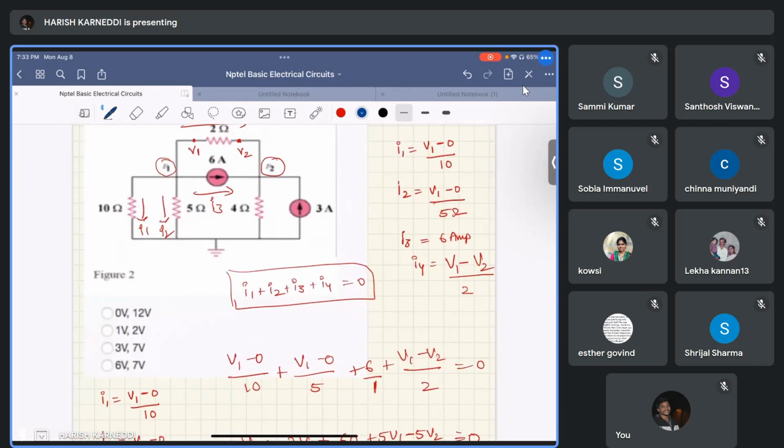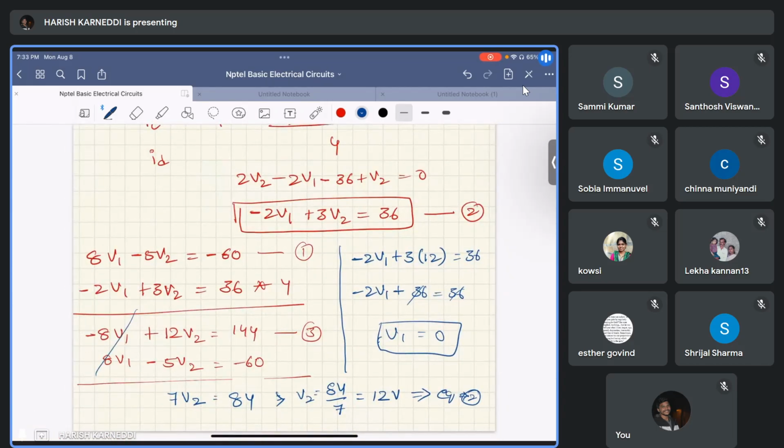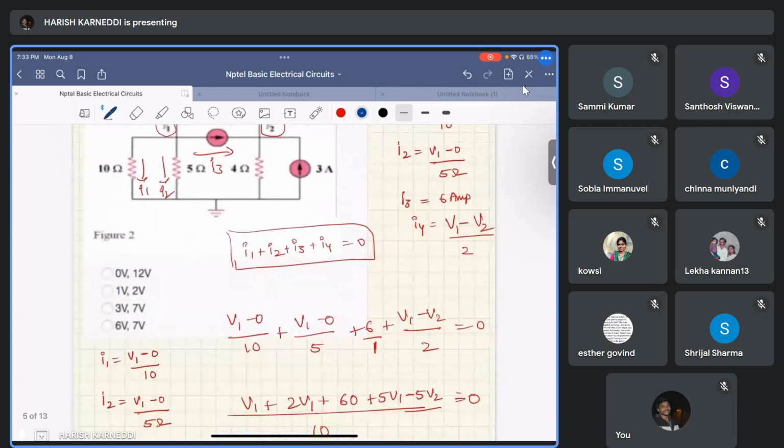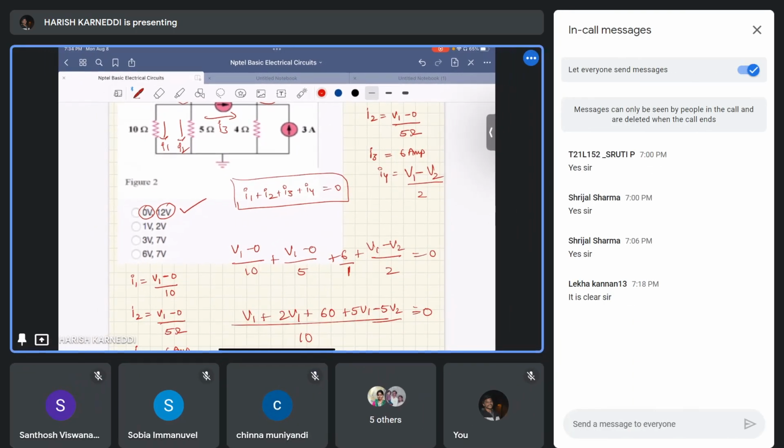So the answer is V1 equal to 0 and V2 equal to 12 volts. That is, V1 equal to 0 volts and V2 equal to 12 volts. This is option 1. Is this clear? Shall we move to the next problem?